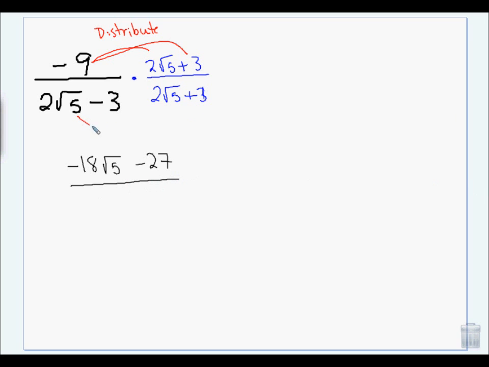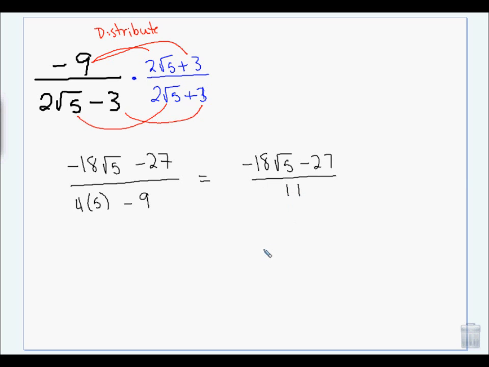And then in my denominator, I just do first and last, because they're conjugates. So I have 2 times 2, which is 4, and the square root of 5 times the square root of 5, which is 5. So I have 4 times 5, and then negative 3 times positive 3, so minus 9. And this is 20 minus 9, so that's 11. 18, 27, and 11 don't reduce. So this is complete.